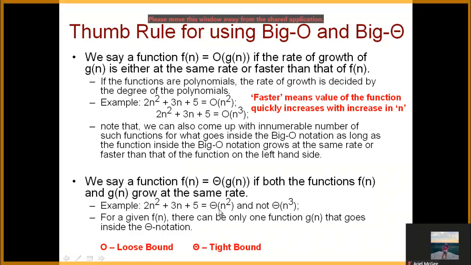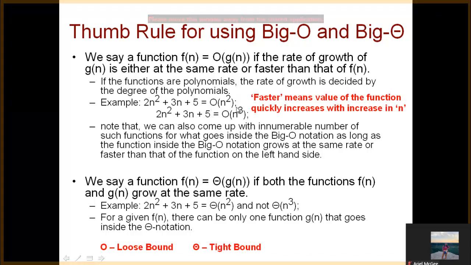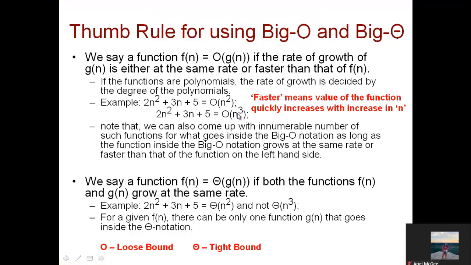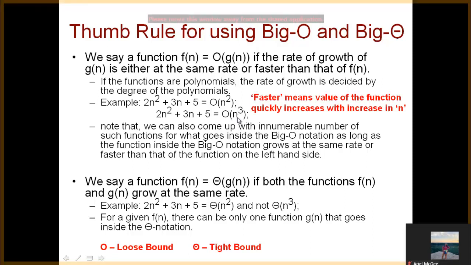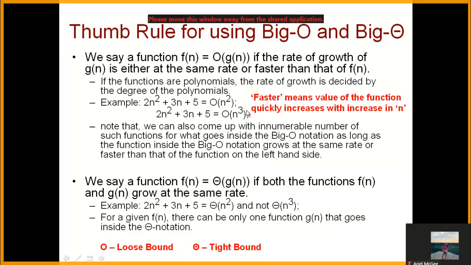Once we say theta of n square, we can also say it is big O of n square, because for big O, the function on the left hand side should grow at the same rate or less than what is inside the big O notation. In this case, when you say it is big O of n square, they grow at the same rate. But if you say it is big O of n cube, the function on the left hand side grows less than the function inside the big O notation. So the function that goes inside the big O notation is like the upper bound function, or the big guy. You always think like that. So the degree of the polynomial inside the big O notation will be greater than or equal to the degree of the polynomial on the left hand side.